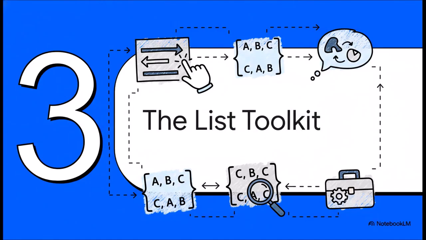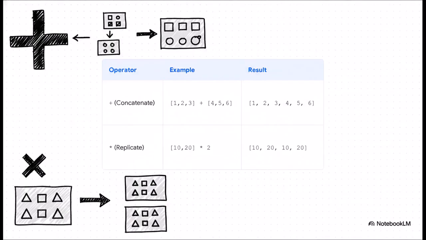All right, you know how to build them and read them. Now let's get to the fun part, manipulating them. Python gives you this whole toolkit for messing with your lists. You can actually use operators you already know, like plus and multiply, but they do something a little different here. The plus sign smushes two lists together. That's called concatenation. And the multiplication sign just repeats the list over and over again. They're super handy shortcuts.